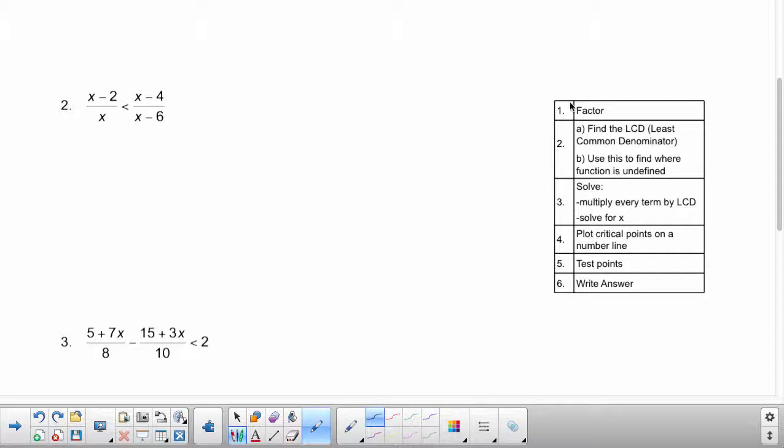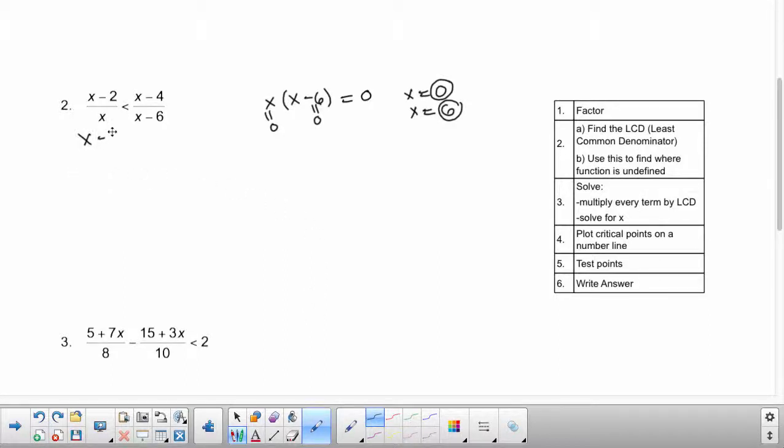Number 2, step 1 is to factor, but we're all factored out, so we can go on to step 2, finding the least common denominator. That means I want 1 from each denominator. That gives me an x and also an x minus 6. I've considered everything. That's my least common denominator. I want to use this to find where the function is undefined. So that's when this whole thing's equal to 0, or where these individually are equal to 0. That gives me that we're undefined when x equals 0 and when x equals 6. I'm going to circle those because those are going to be some of my critical points.